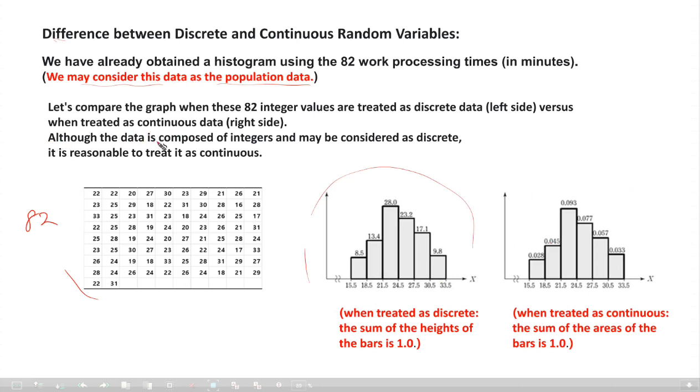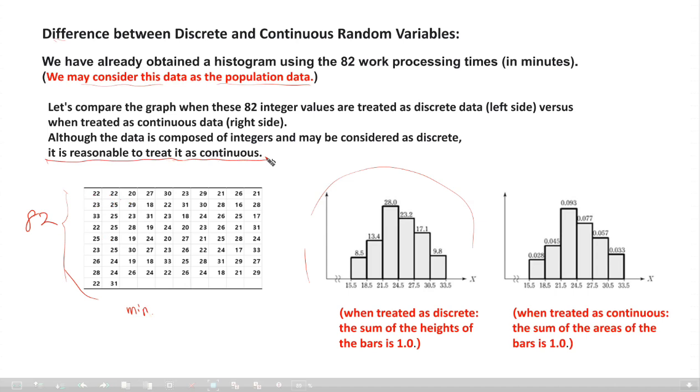Although the data is composed of integers and may be considered as discrete, right? Countable. This is 82 numbers, countable numbers. Time is in countable numbers. The unit is minutes. So 22 minutes, 22 minutes, 20 minutes, something like that. It is reasonable to treat it as continuous.